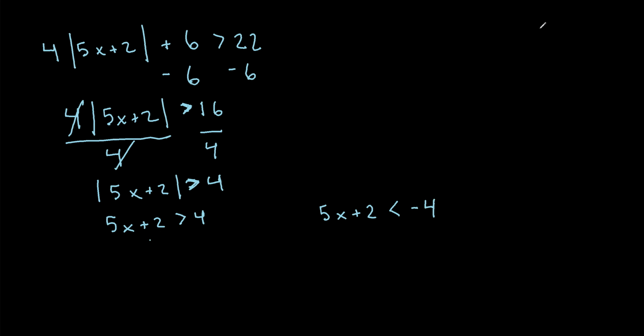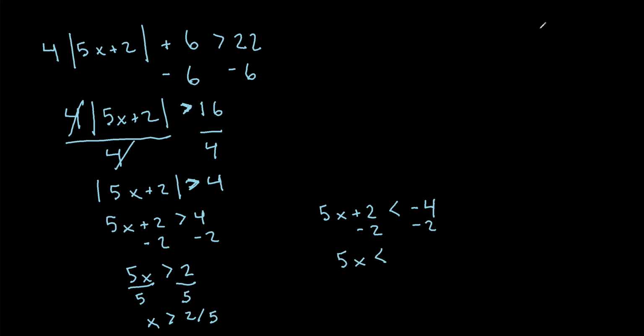So to solve for x over here, we can say -2 on each side, and we're left with 5x is greater than 4 minus 2, which is just 2. To get x by itself, we can divide each side by 5. So we'll get x is greater than 2/5. And then over here, to solve for x, we can subtract a 2 from each side. So we're left with 5x is less than -4 minus 2, which is -6. To get x by itself, we'll divide by 5 on each side. So we get x is less than -6/5.